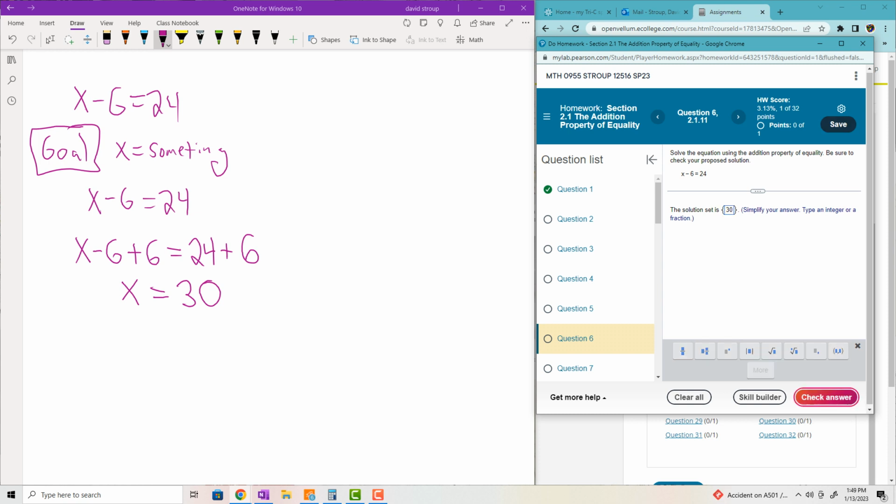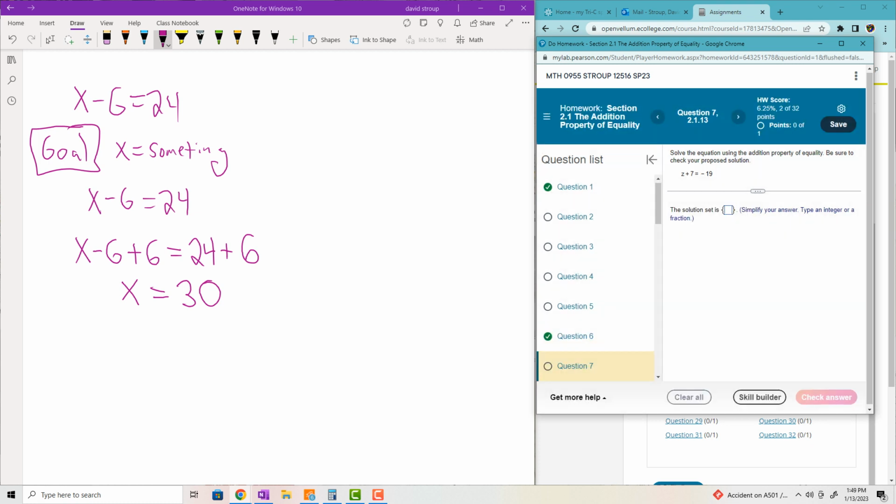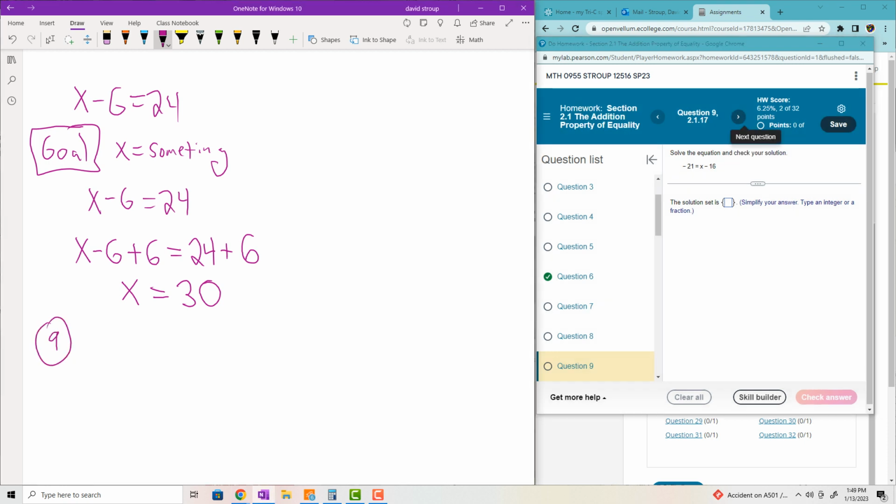Okay, let's check the answer, make sure I'm right. Yay! Okay, and that's pretty much the idea through a lot of these problems. Don't be afraid of different variables and stuff. It's just the same game. Let's look at number 9. These are all WebAssign or MyMathLab problems. Number 9, negative 21 equals x minus 16.